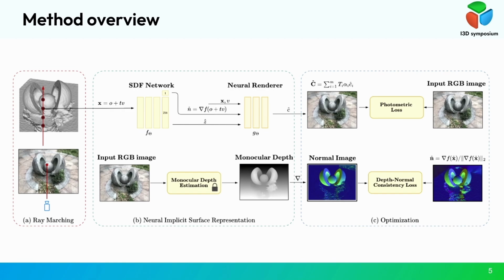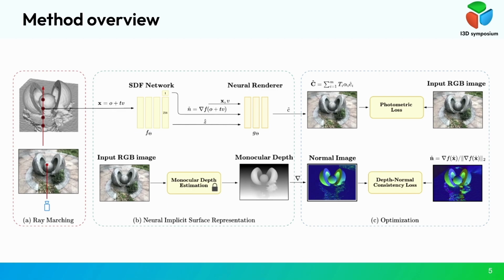Then once we have the color value for each and every sampled point along the ray, we use volume rendering in a differentiable manner to find the rendered color of each pixel. Finally, we additionally supervise our method with the depth normal consistency loss, which enables 3D reconstruction of intricate geometric details and thin structures.